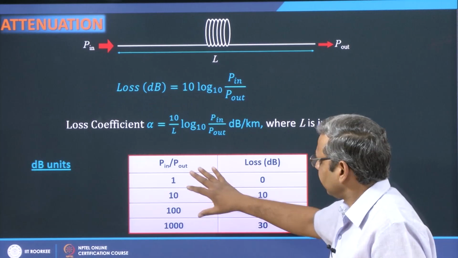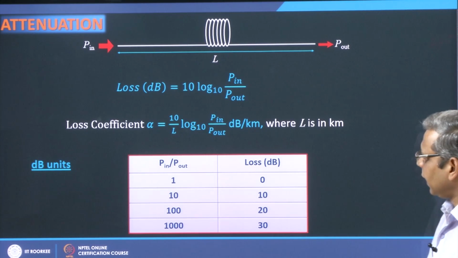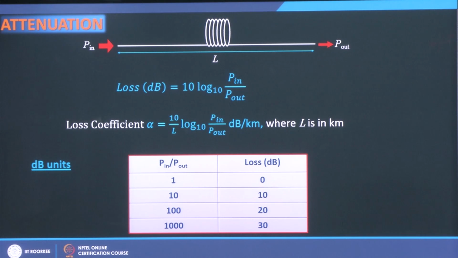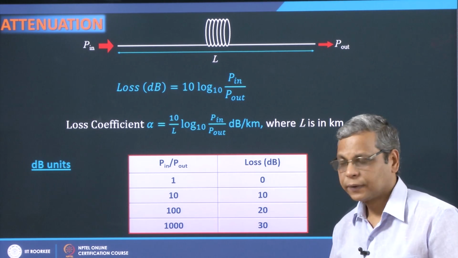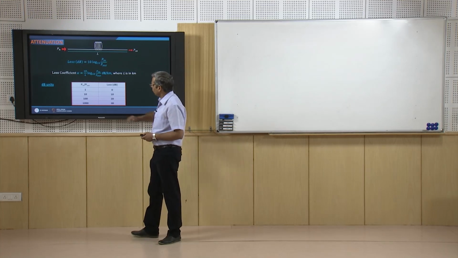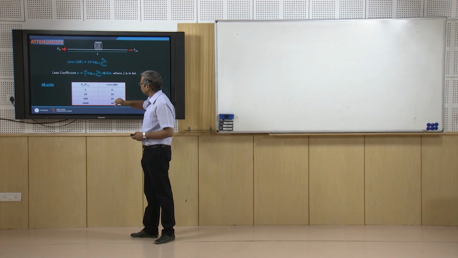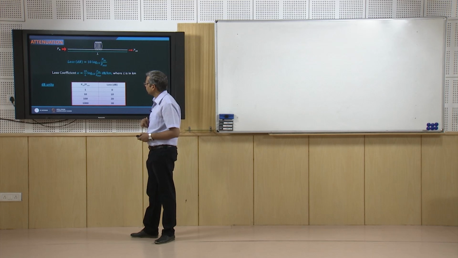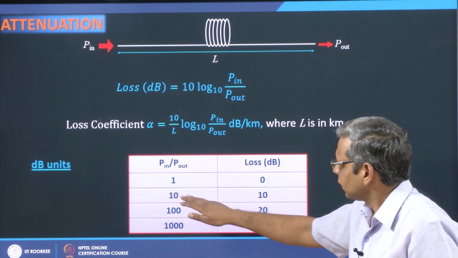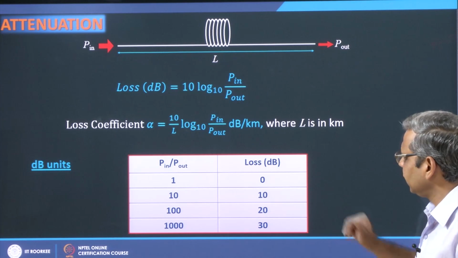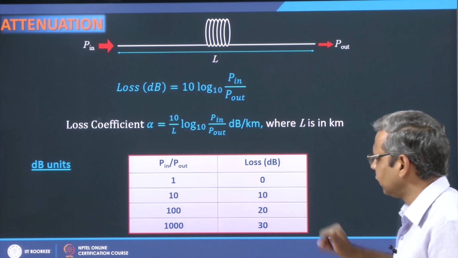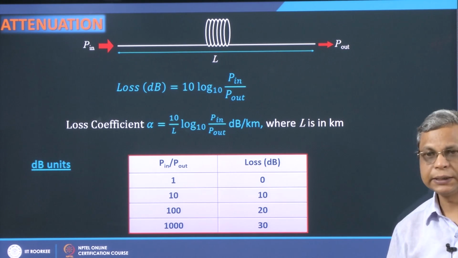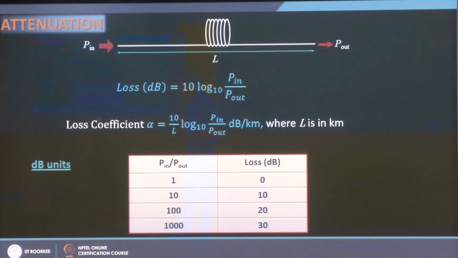It would be nice to have a conversion from linear to dB units. So, if P in over P out is 1, then there is no loss, the loss is 0 dB. If it is a factor of 10, then it is 10 dB, a factor of 100 means 20 dB, and a factor of 1000 means it is 30 dB loss.